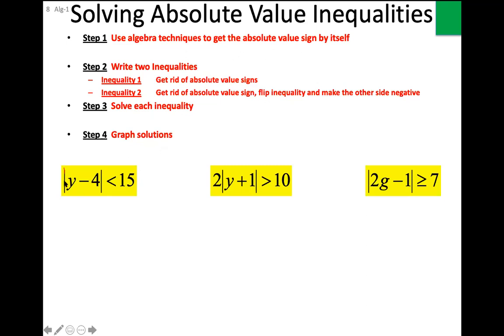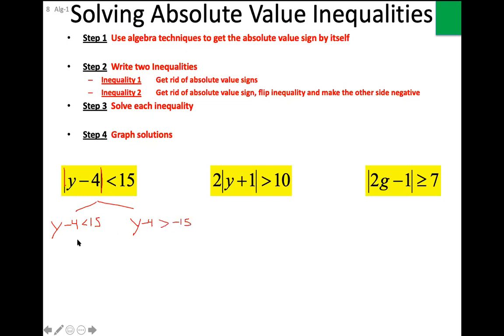All right, let's see. The first one. Hey, I was nice to you. The absolute values are already by themselves. There's nothing I need to get rid of. So I write the 2 inequalities. The first one, you just write exactly what's there minus the absolute value symbols, 15. The second one, same thing, except you flip the inequality. So that less than becomes a greater than, you make 15 negative.